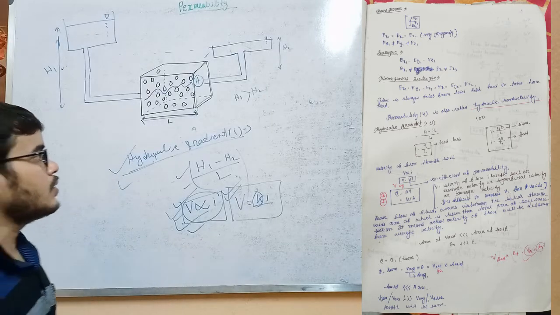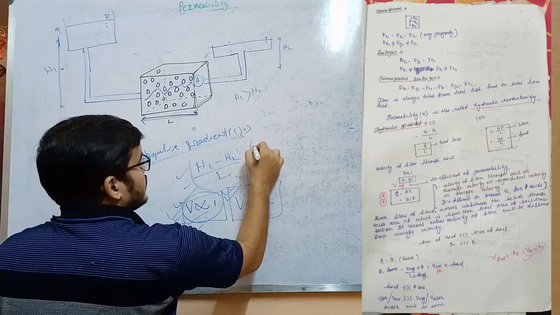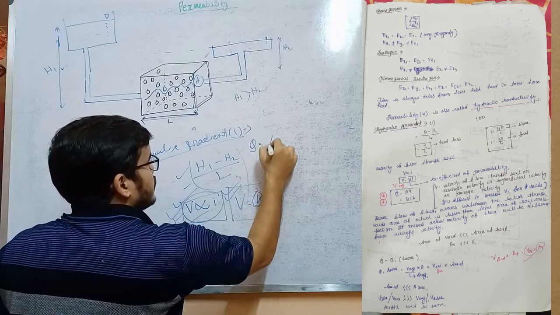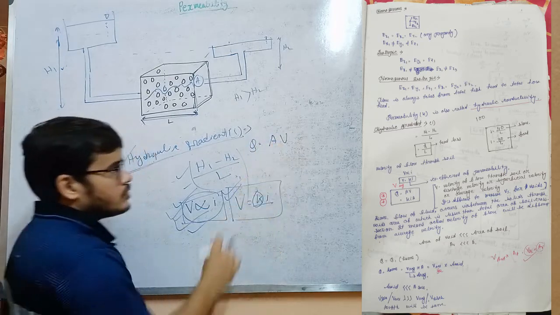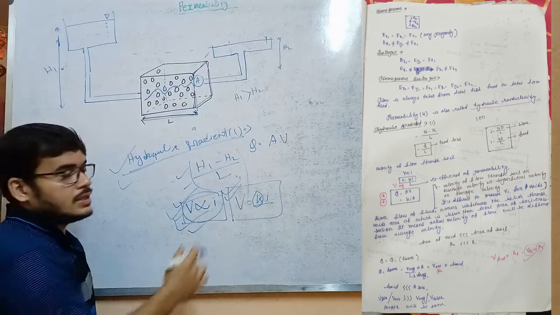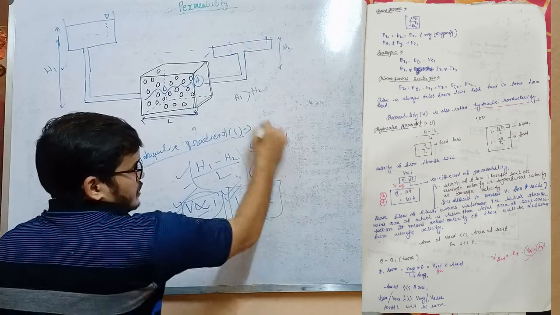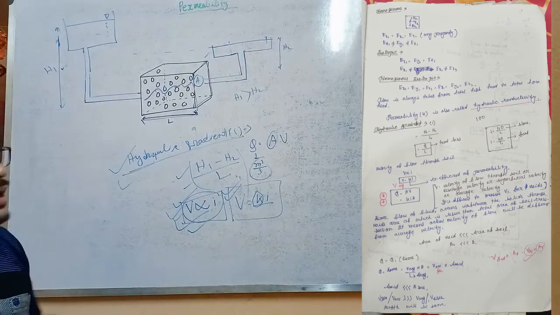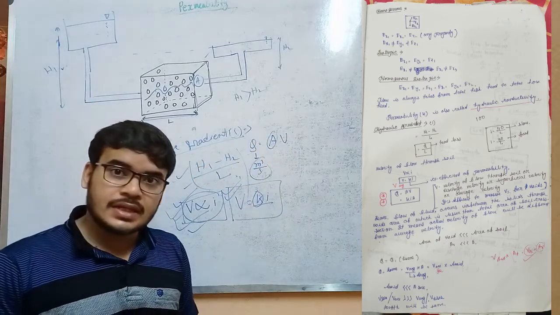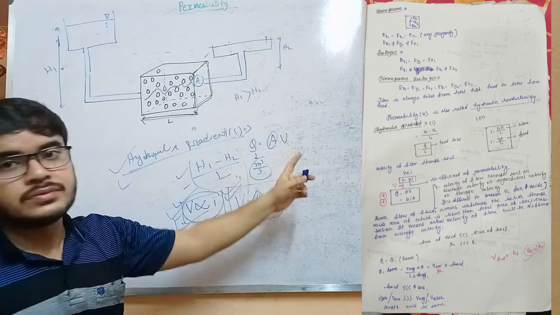Now what is the equation of discharge Q? Q equals A into V, cross sectional area into velocity. Q means meter cube per second. The unit of cross sectional area is meter square, and V is meter per second. So meter cube per second.